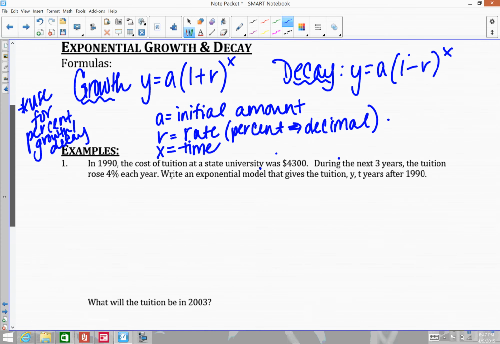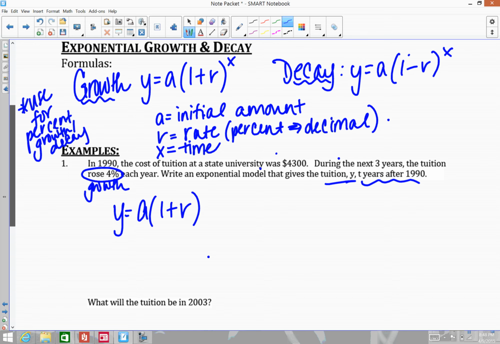In 1990, the cost of tuition at a state university was $4,300. During the next 3 years, the tuition rose 4% each year. Write an exponential model that gives us the tuition y after t years after 1990. Basically, it says it rose 4%, so this tells me it's a growth function. So I know my equation is going to be y equals a times 1 plus r, and instead of x, I'm going to put t just because it says after t years.